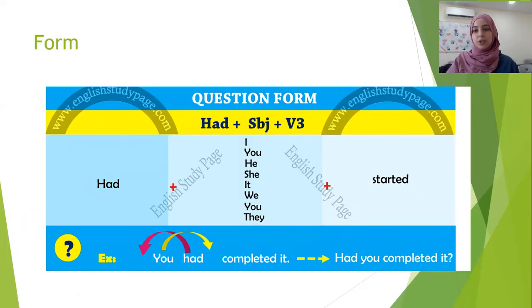Let's look at the question. All you have to do is to flip the subject and the helping verb had. So instead of having the subject at the beginning, it comes to the middle. So had plus subject plus verb 3. So instead of saying you had completed it, flip the parts of the sentence and it becomes had you completed it?